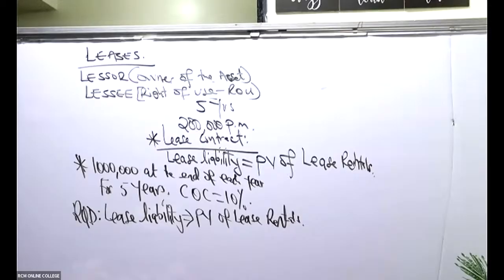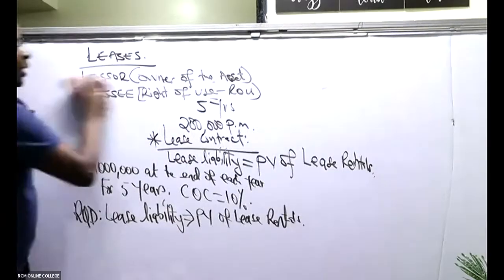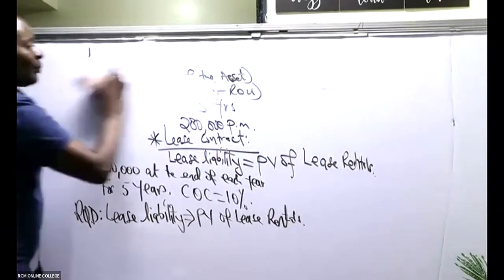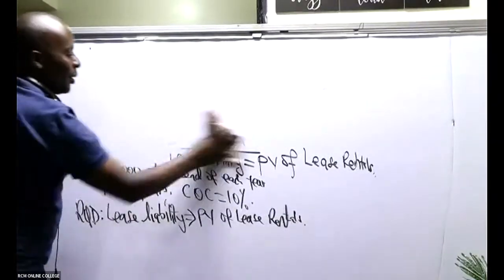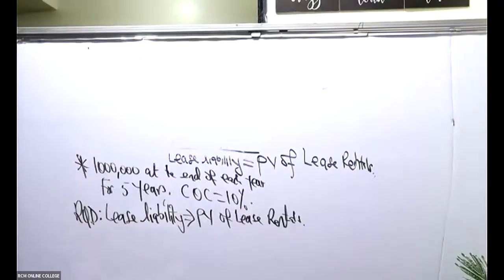Remember, COC stands for cost of capital. Remember, in most of the cases here, my good students, for leases, we shall be using what here? In most of the cases, we shall be using annuities, because of the regularity in most cases, all right?